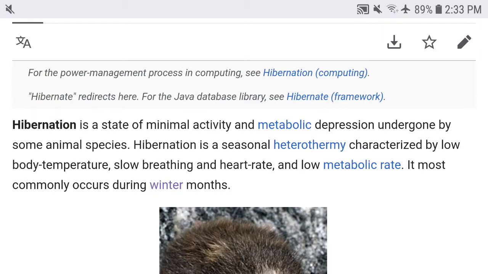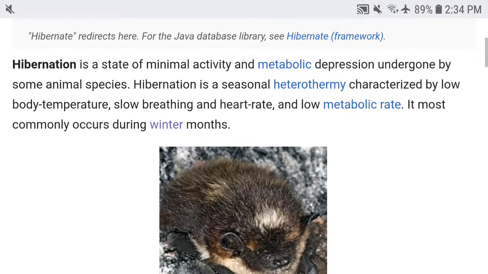Hibernation is a state of minimal activity and metabolic depression undergone by some animal species. Hibernation is a seasonal heterothermy, characterized by low body temperature, slow breathing and heart rate, and low metabolic rate. It most commonly occurs during winter months.